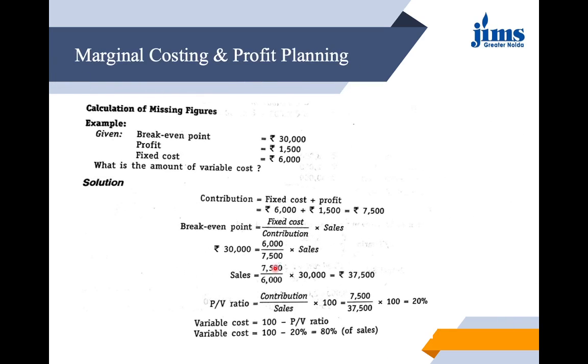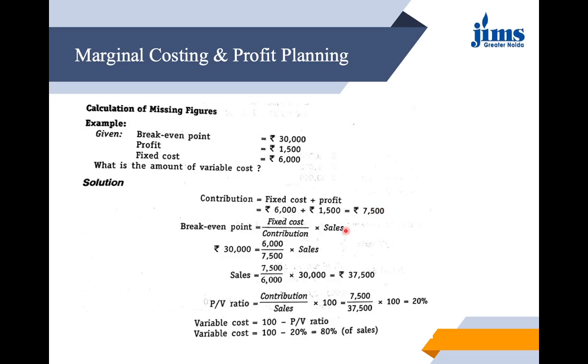Then at next point, we can calculate the missing figures, like break-even point is 30,000, profit is 1,500, fixed cost is 6,000. So they're asking to calculate the variable cost. Let us begin. We can start with contribution. We know that contribution is equal to fixed cost plus the profit. We can find that out as 7,500.